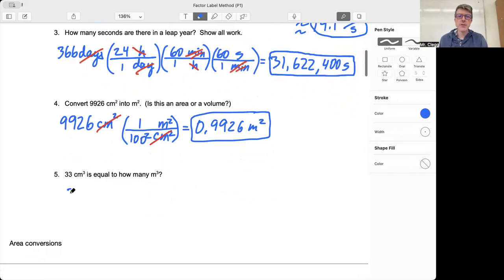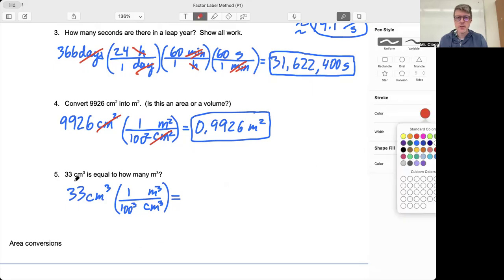Okay, cubic centimeters. Whoa. All right, so 33 cubic centimeters is equal to how many cubic meters? Kind of the same deal. We're going to put centimeters down here, meters up top, 100 down here, 1, and we'll cube everything. Cube it. All right. And now we'll go ahead and cancel out.